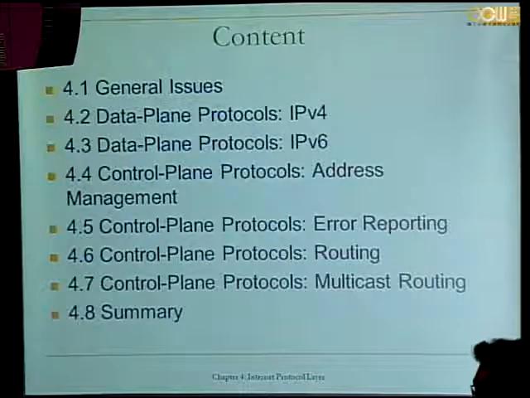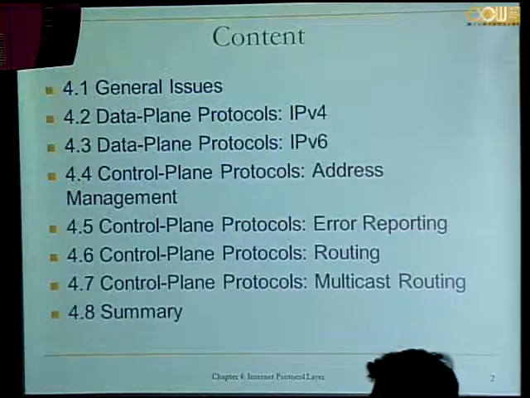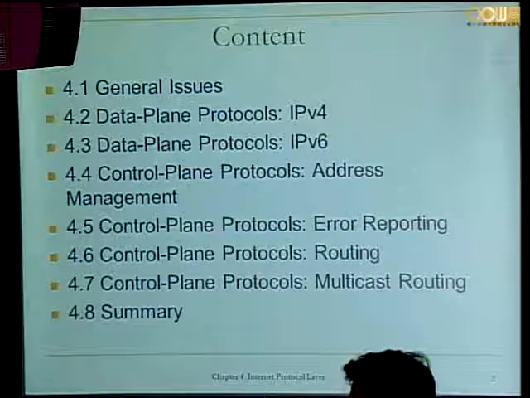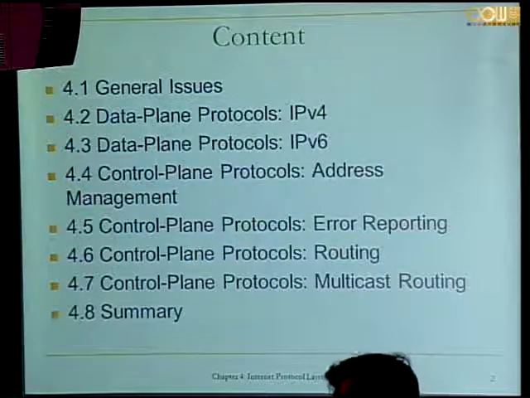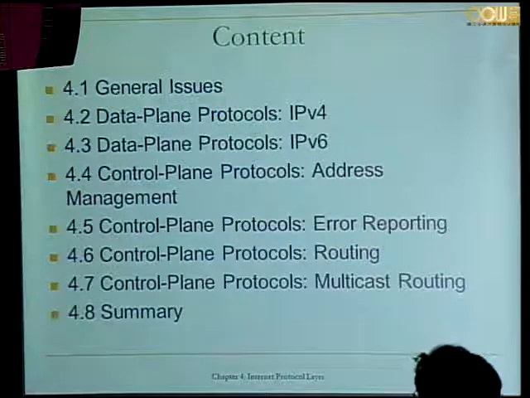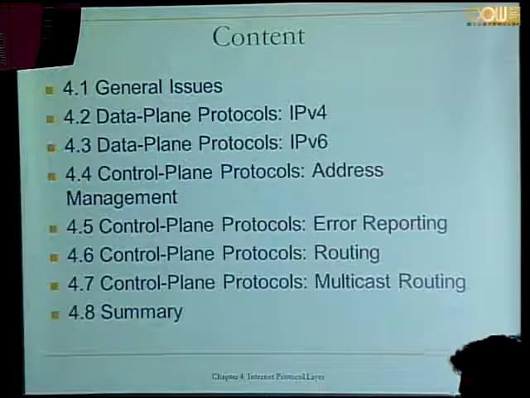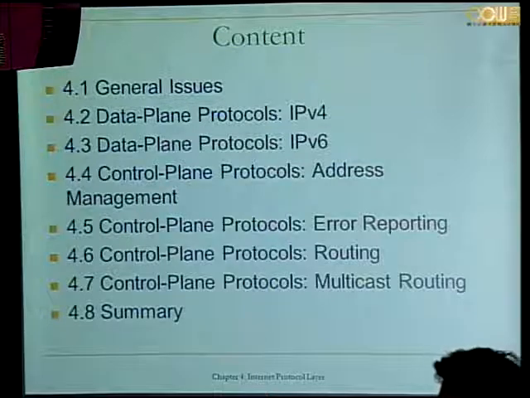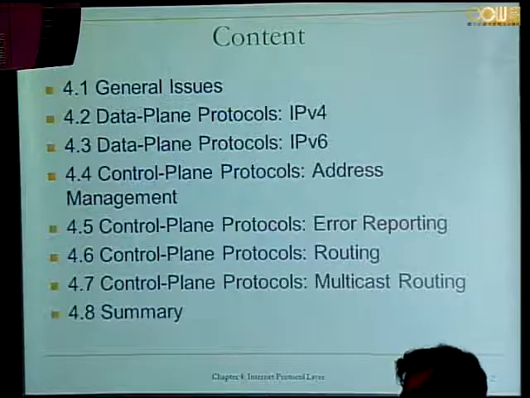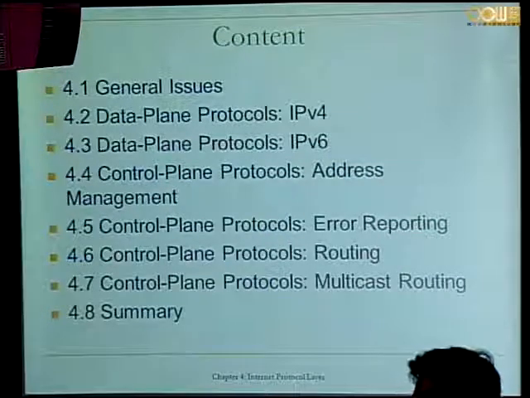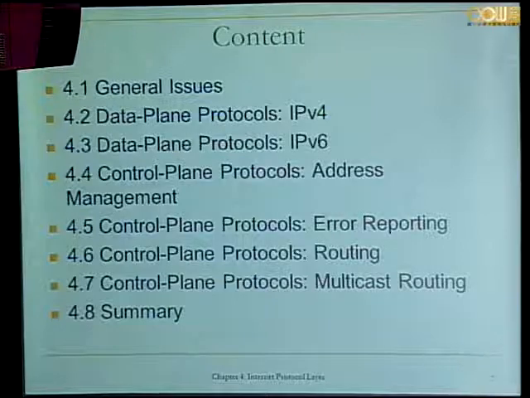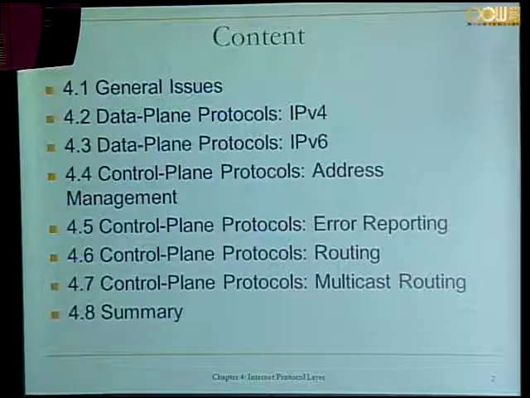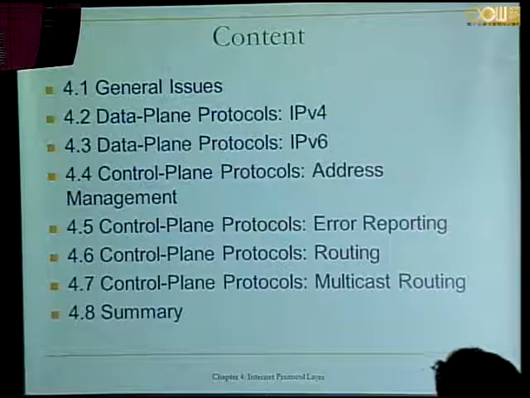If there is something wrong on the network, on any node, the node would send an ICMP message to the source of the packet. If there's an error when handling a packet, we will send an ICMP message to the source of the packet to notify, okay, you sent a packet and this packet is now in trouble. And that's done by ICMP.